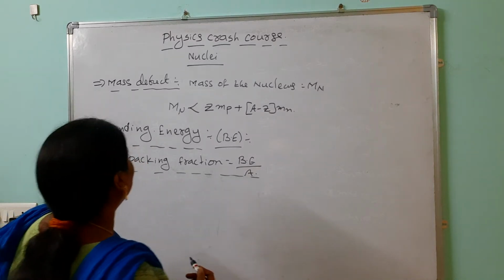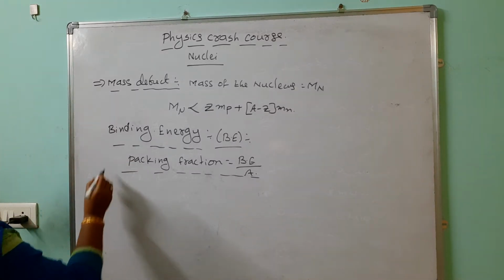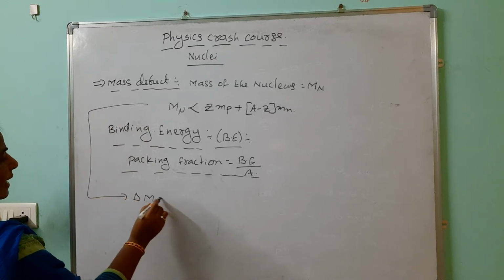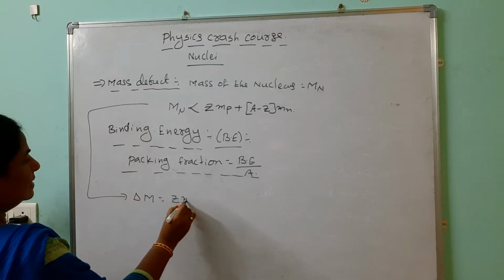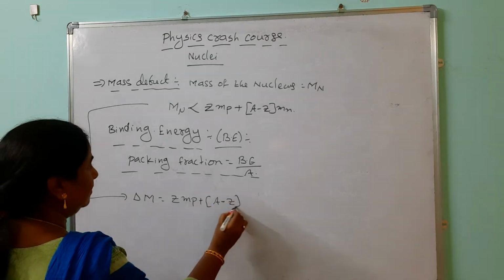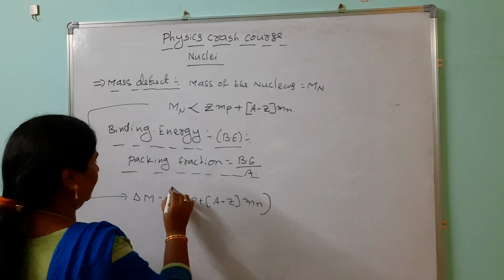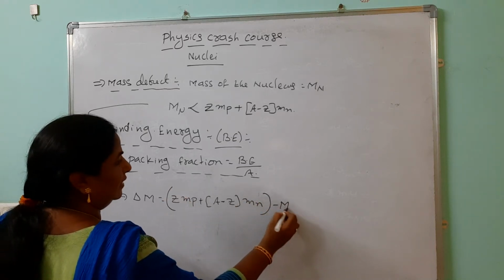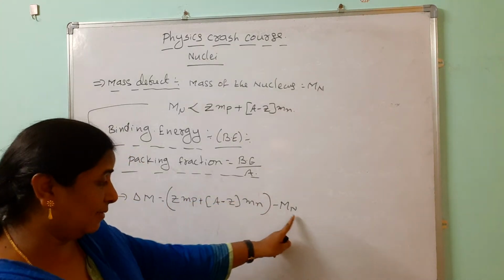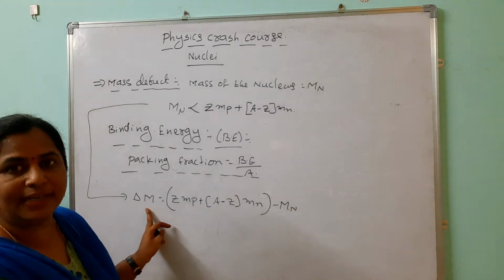So these belong to mass defect and binding energy. But what is the formula for mass defect? Look here. Mass defect is represented by delta M. Simply, you can take it as ZMp plus (A minus Z) times Mn, minus the mass of the nucleus. The difference between the mass of the constituent elements and the mass of the nucleus is called the mass defect. It is represented by delta M.